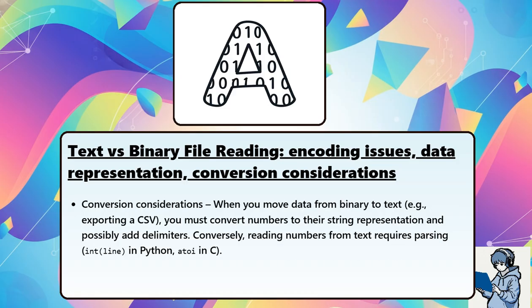Conversion considerations. When you move data from binary to text, for example exporting a CSV, you must convert numbers to their string representation and possibly add delimiters. Conversely, reading numbers from text requires parsing: int(line) in Python, atoi in C.